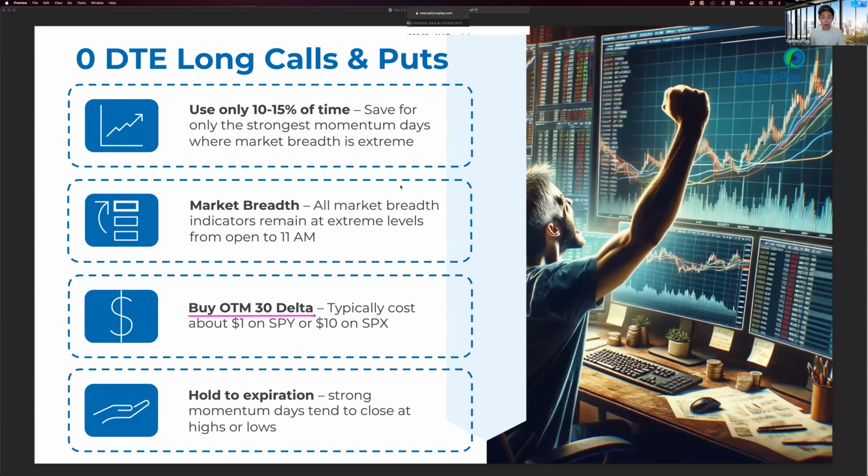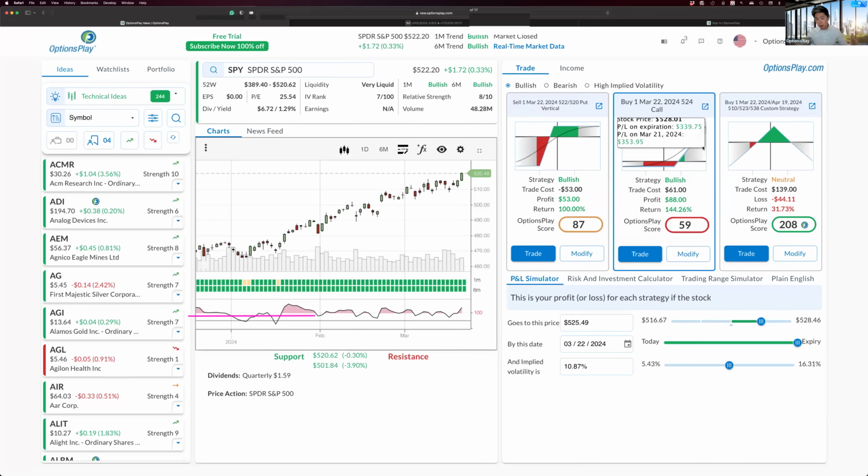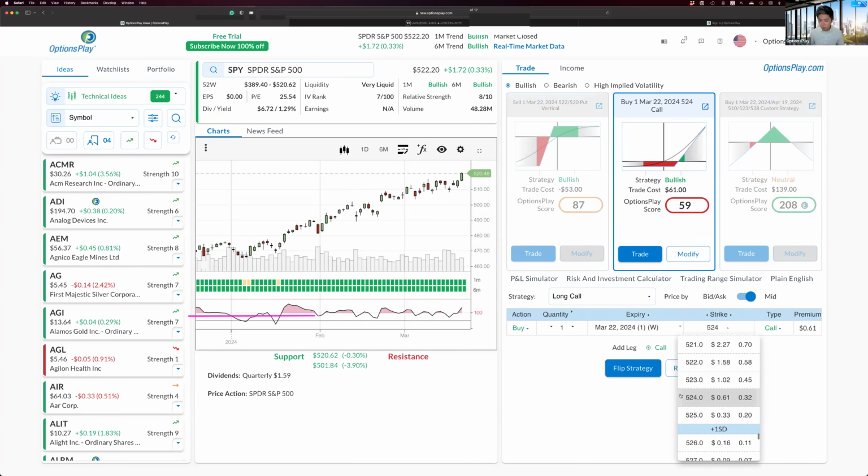So for example, with SPY currently trading at 522, let's say you were trading this type of strategy tomorrow, and we get a really strong up day. You might look at buying the 524s, which was a 32 delta for tomorrow. So we're looking at about that 30 delta strike price, and we're looking to buy that. Right now, this is actually only 61 cents.